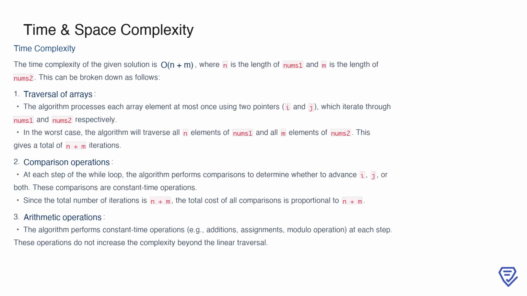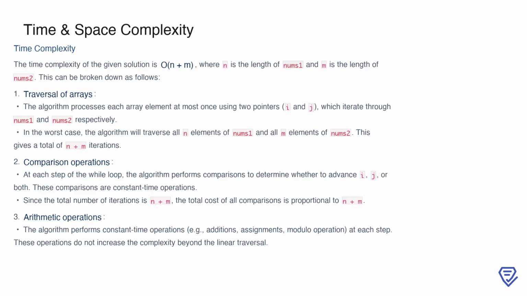The time complexity of this solution is O(n + m), where n is the length of nums1 and m is the length of nums2. This is achieved through efficient traversal of the arrays using two pointers. Both pointers, i and j, iterate through nums1 and nums2 respectively, ensuring that each element is processed at most once. In the worst-case scenario, this results in a total of n plus m iterations.